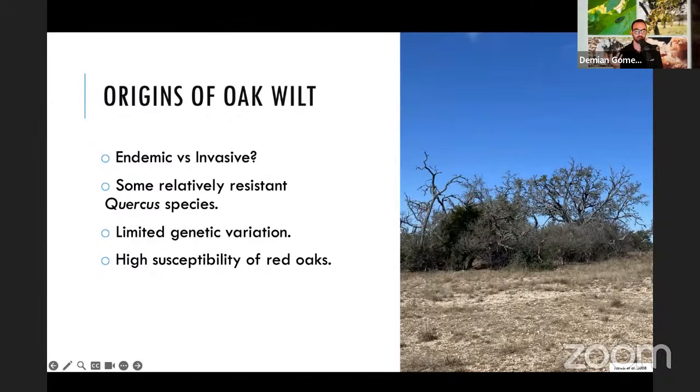And the reason we think this is because there is some evidence that when you look at, for example, the different populations across the United States, there's very limited genetic variation, right? And also, in addition to that, there's a high susceptibility of red oaks. Red oaks actually die very fast. And those things basically suggest that the fungus might not even have evolved here.